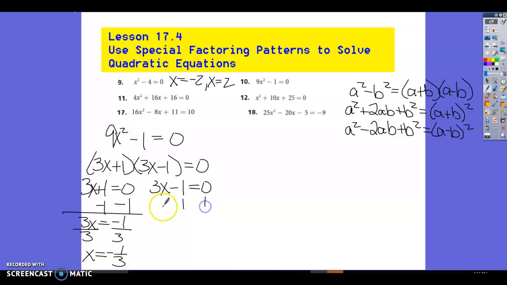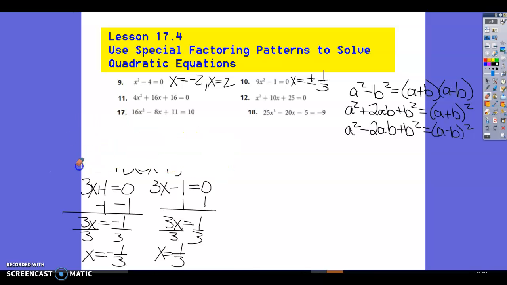And here I'm going to add 1 and then divide by 3. So x can equal 1/3. So this one's going to be x equals plus or minus 1/3. And if I put the plus minus here, that represents the two different signs. So again, if you need to pause this, write it down so that you have an example. But I'm going to move on to the next example here.